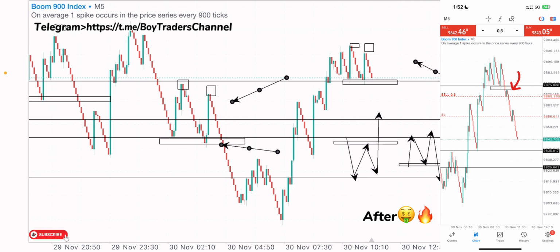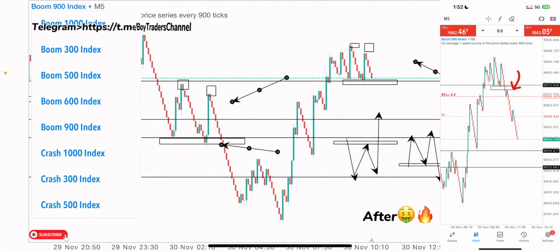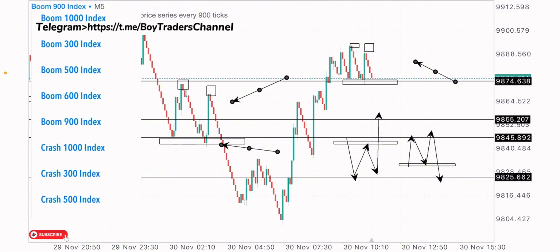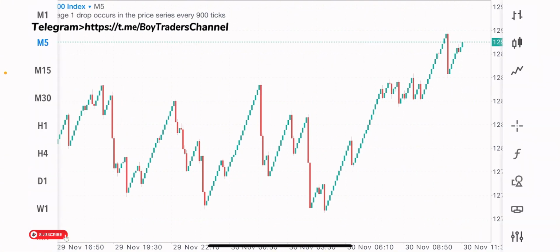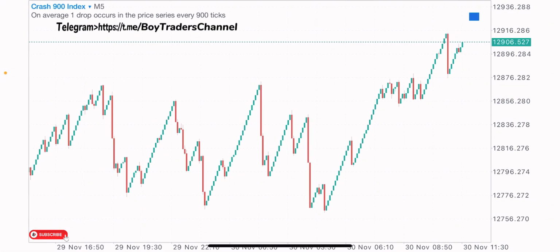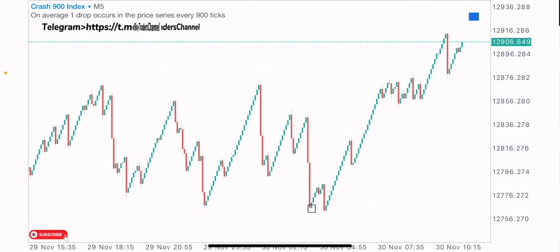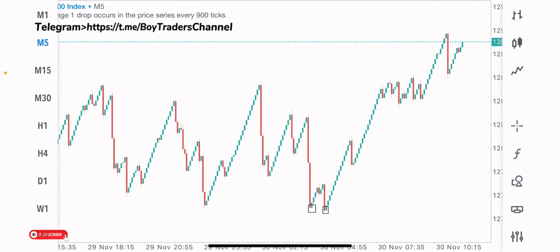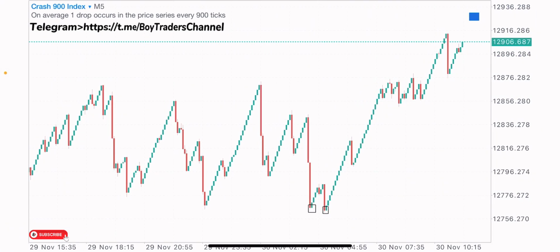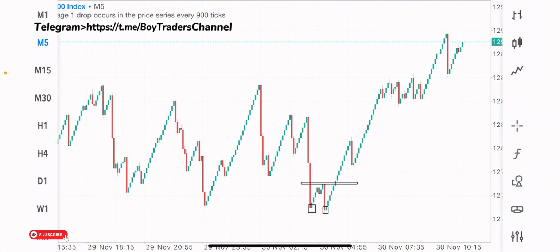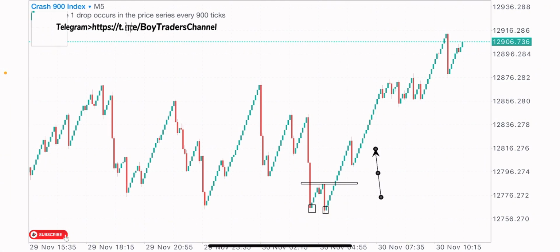So that's it for the boom indexes. We're only selling, looking out for M patterns. And for the crash indexes, we would be buying. So let's check out one of the crash indexes. On Crash 900 index, we got price create this W pattern formation on the 5 minutes time frame. So we're looking out for buy opportunities on this pattern, where we spot the neckline and wait for price to break and close above the neckline to buy.